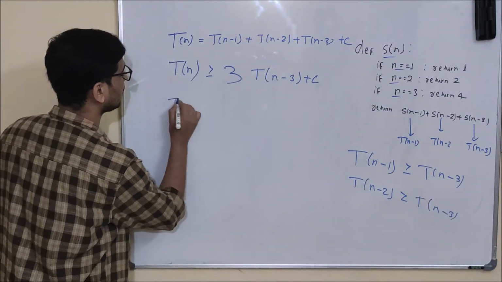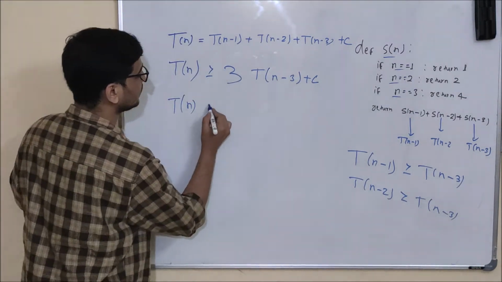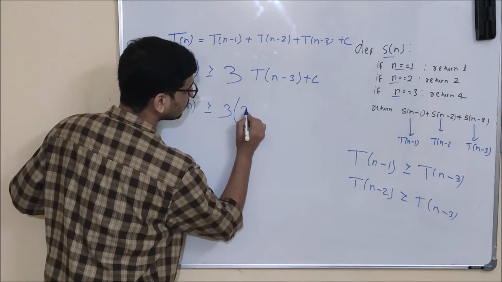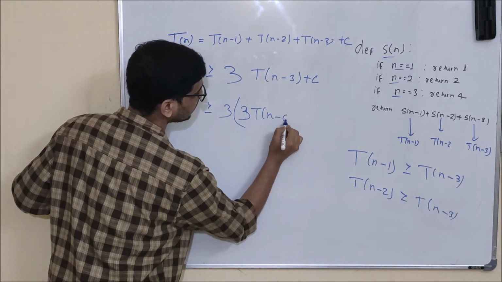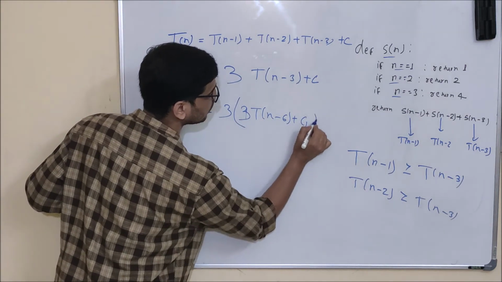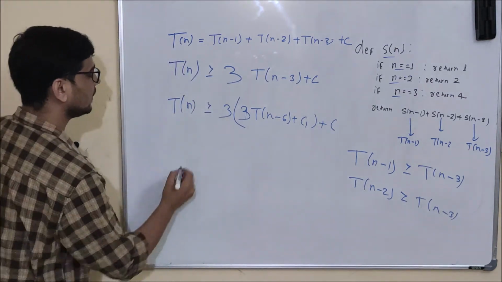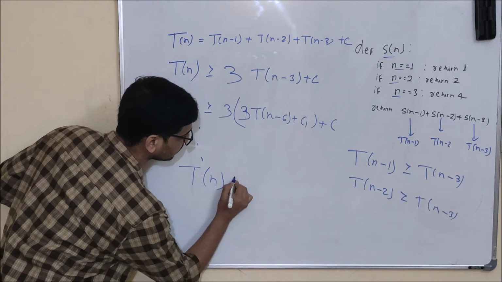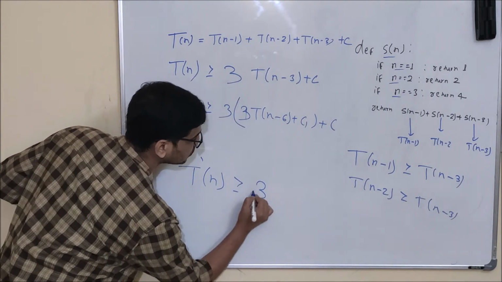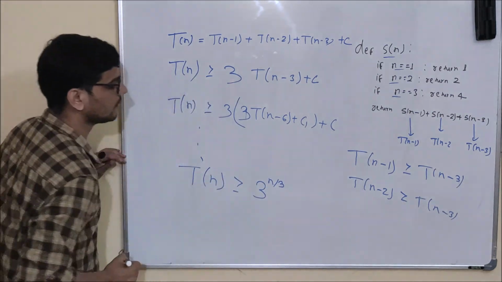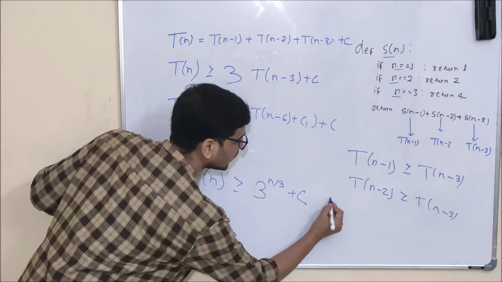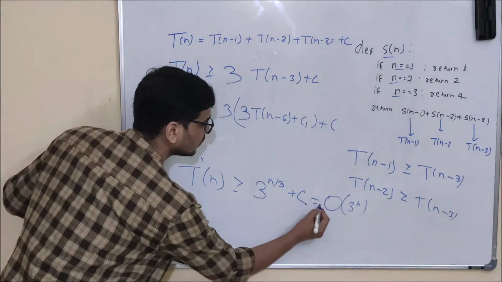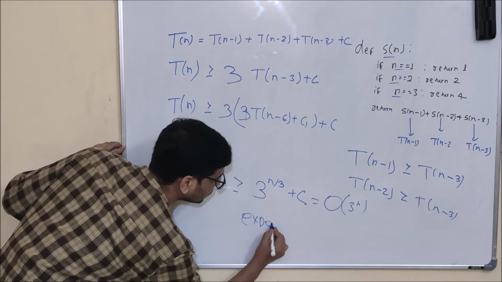So, now see how we can write it further. T of n is greater than or equal to thrice of t of n minus 6 plus some constant times c1 plus c. If we proceed like this, we will find out that t of n is greater than or equal to 3 to the power n by 3 plus some constant time, which is order of 3 to the power n. So you can see here it is an exponential program.